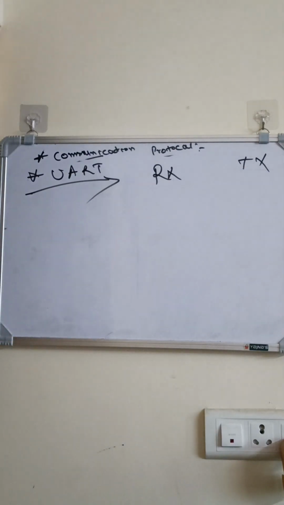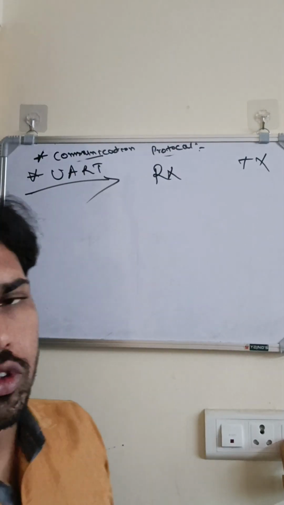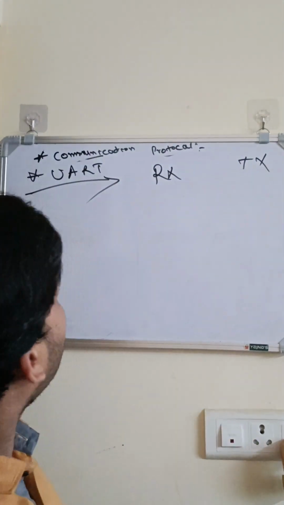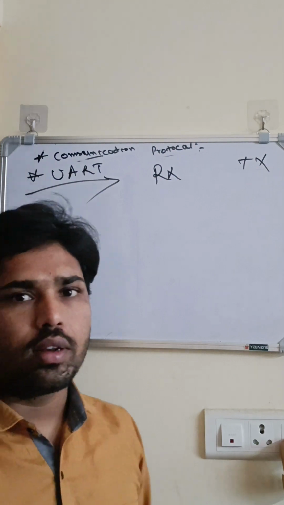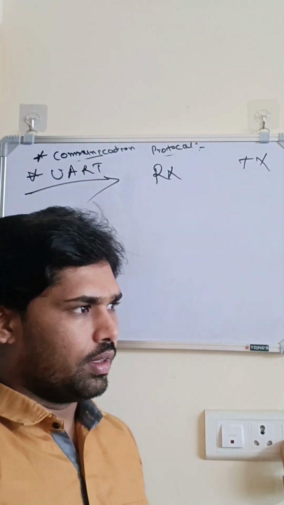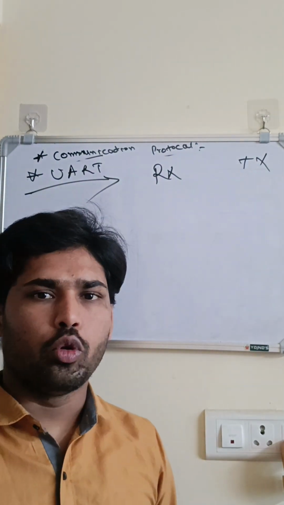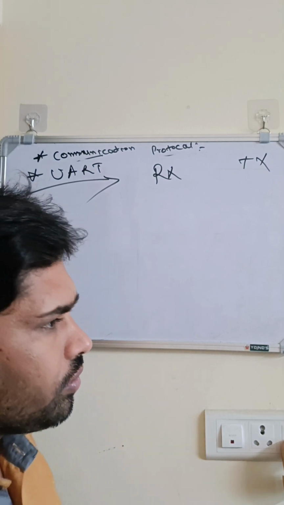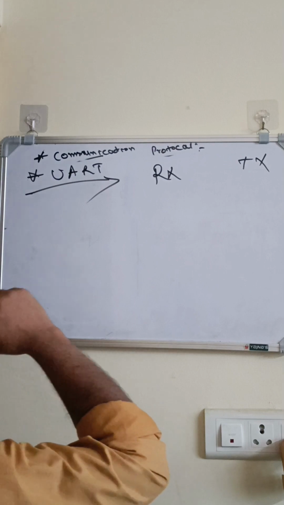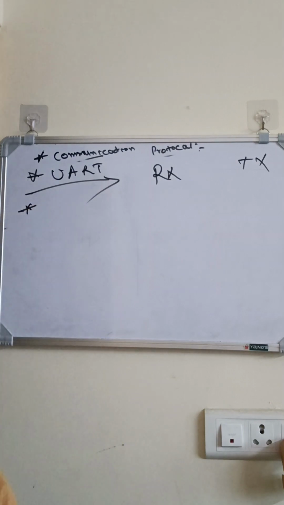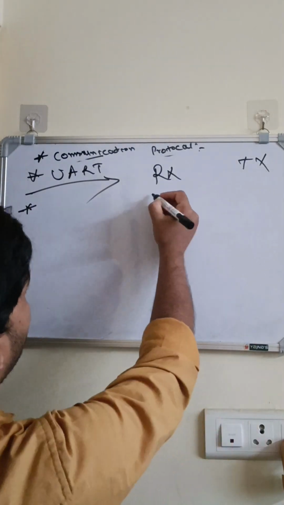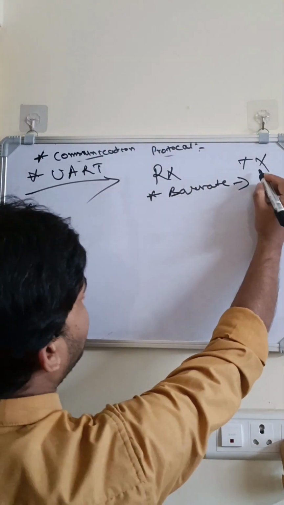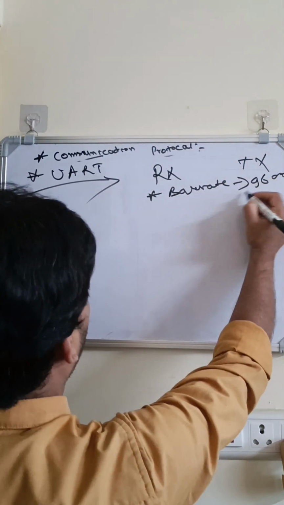Where is it used, what is the application of UART? As I said, it is the Universal Asynchronous Receiver and Transmitter. It is used in wireless communication, Bluetooth, GPS. So that is the application for UART. And the standard baud rate of UART is 9600. Okay, keep it.